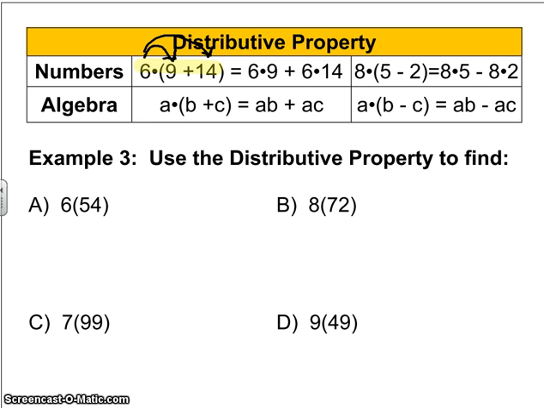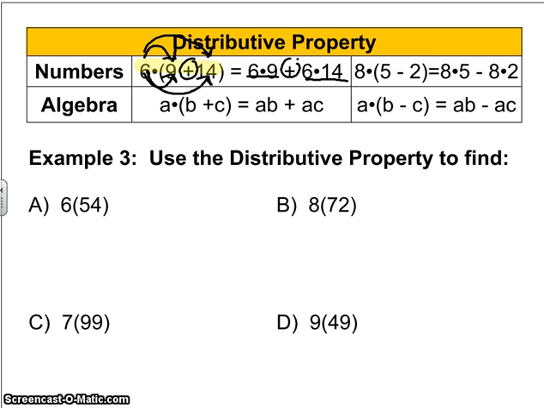So instead of doing 9 plus 14 first and then multiply by 6, you can distribute the 6 and multiply it by the 9, and then you can add when you multiply 6 times 14. And this way, you're looking, again, to do a little bit more mental math, so that may help you out. Here's another example over here.